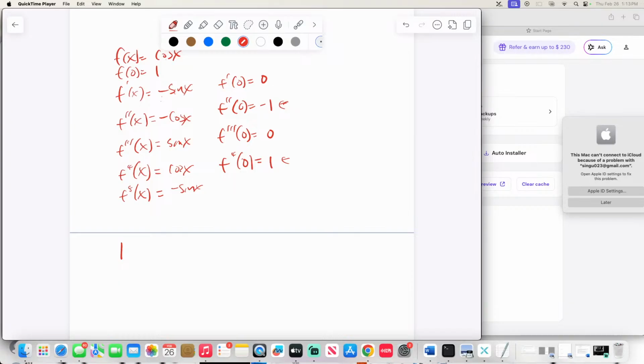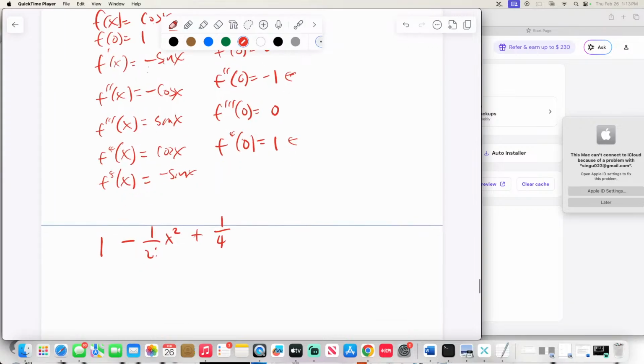What's the next term? Okay, so what's that? That'll be 0, right? What's the next one? Negative 1 over 2 factorial x squared, right? And what happened to the third term? It disappears. The third term is going to be 0. And what happened to the fourth term? 1 over 4 factorial x to the fourth. And then that's going to keep on going.